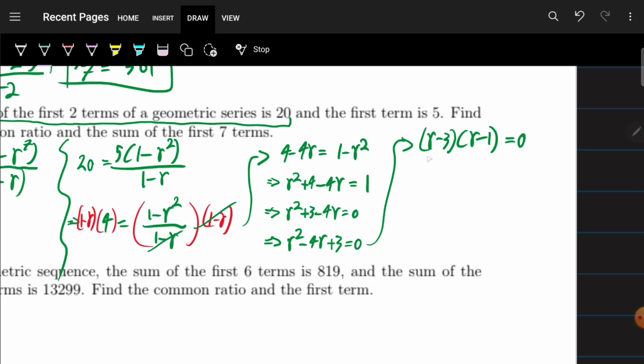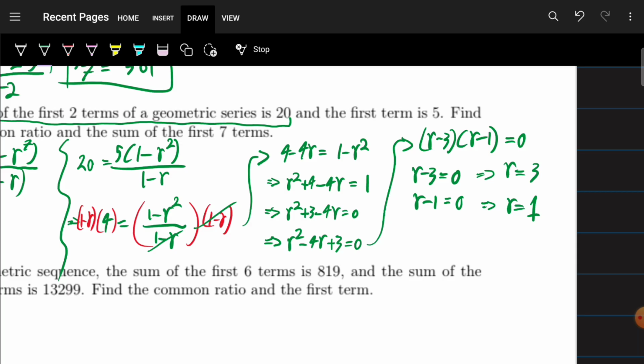So solving this, if two things get multiplied by one another to give us 0, that means either r minus 3, the first term, is 0, or the second term is 0. That's the only way for two numbers to get multiplied by one another and give us 0. One of them has to be 0. Okay, so that means either r is equal to 3 or r is equal to 1. So it looks like we can have two solutions here.